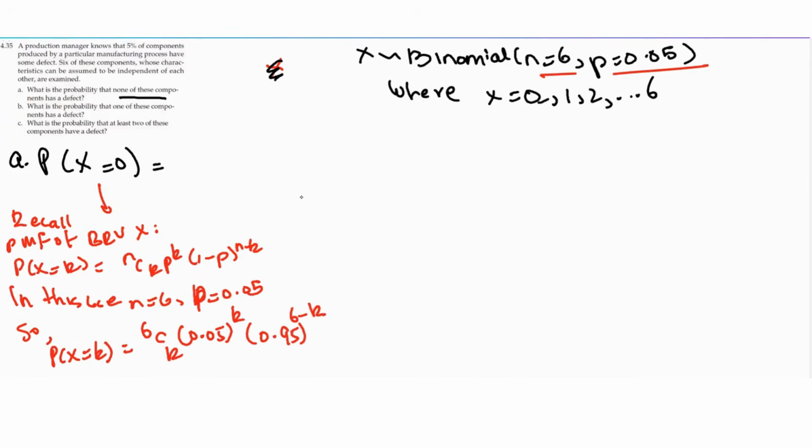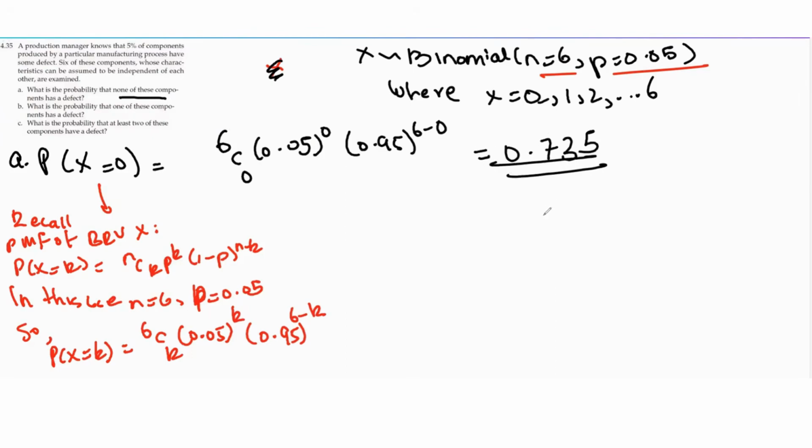Now probability X is 0. Probability X is equal to 0 means you want to put k equal to 0, right? So it's going to be 6 choose 0, 0.05 to the power 0, 0.95 to the power 6 minus 0, right? And when you do this it just turns out to be 0.735. So this is the probability X is 0.